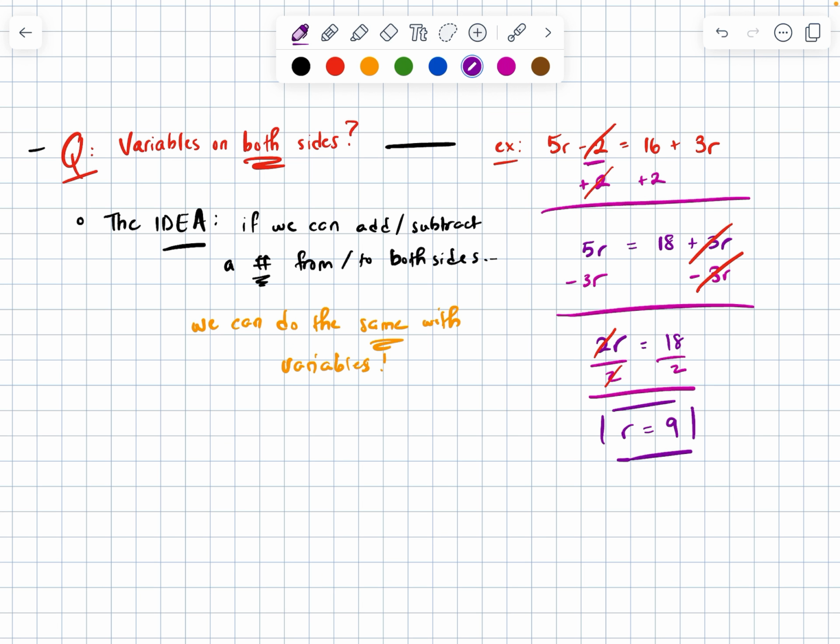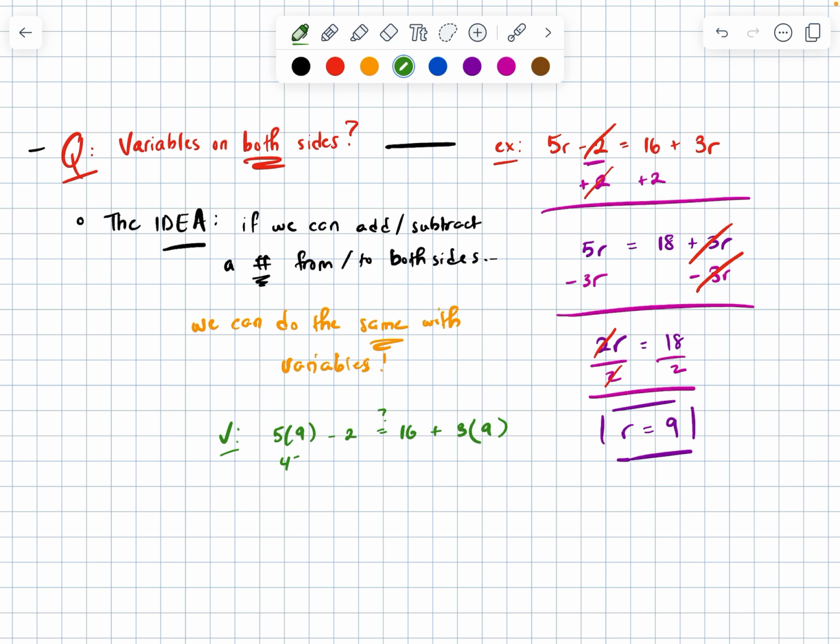Fantastic. So with this strategy, we've found a value of the variable that if I were to plug it back in, should make this equation true. I mean, real quick, let's check. So I've got 5r. So if I want to check my work, remember that I can always do that using substitution. So I just need to figure out, is 5, replace my r with a 9 in parentheses, minus 2, equal to 16 plus 3 with a 9 in parentheses? So I'll give myself a question mark because I'm not quite sure yet.